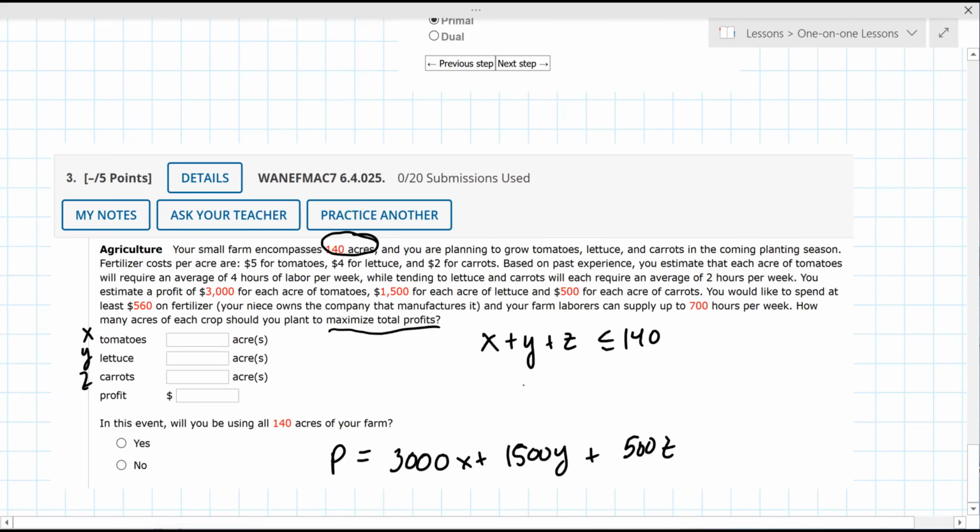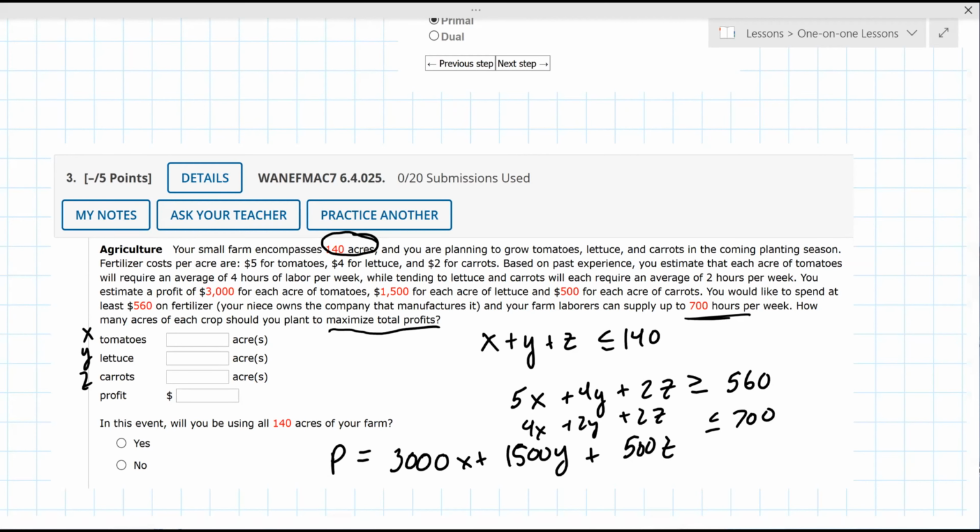So we got 5x plus 4y plus 2z, but it has to be greater than or equal to 560 on fertilizer. But you can only spend up to 700 hours. So that's going to be less than or equal to 700 hours. You got 4, 2, and 2: 4x plus 2y plus 2z. So I'm going to try that calculator again, the one that I've been using more frequently, and hopefully it works this time. I hope that gives us the right answers here, because it's kind of frustrating that we're not getting them.